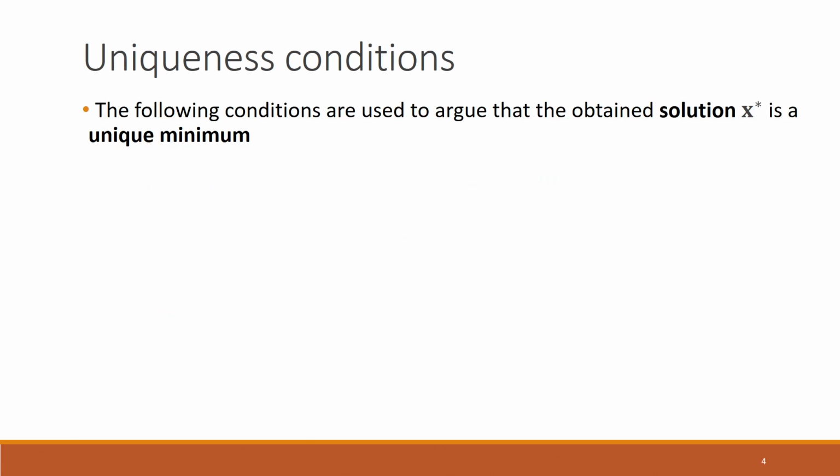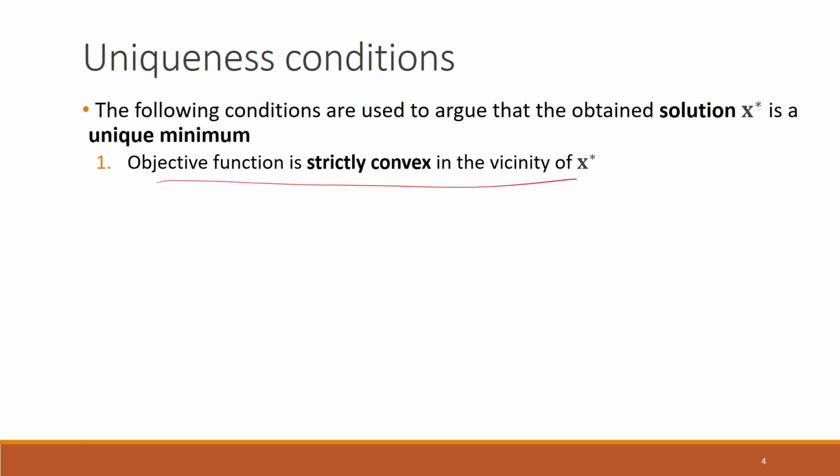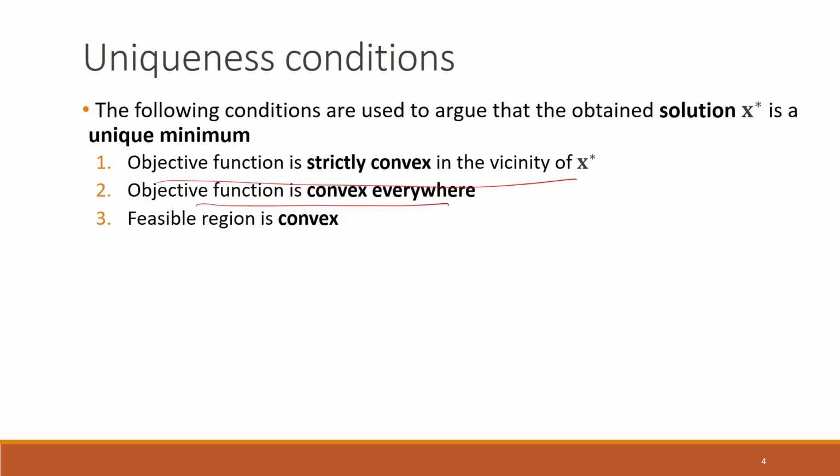So, the following conditions are used to argue that the obtained solution x star is a unique minimum. First is that the objective function is strictly convex in the vicinity of x star, then the objective function is convex everywhere, and the feasible region is convex. Okay. So, we have seen these conditions before also. We have seen what a function being convex or strictly convex means and what a feasible region being convex means. So, let us first focus on this last condition.